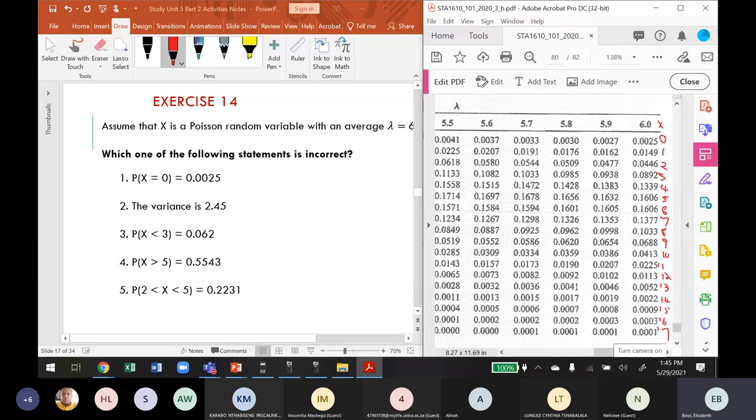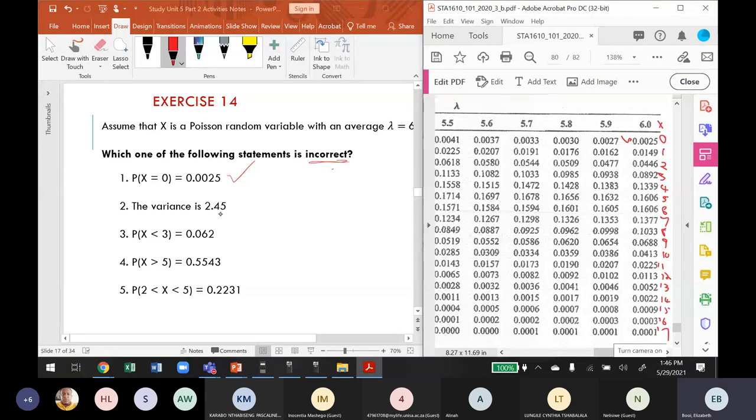Okay, so the first one, we need to find the probability that X is equal to 0. Is it correct? Yes, it's correct. We're looking for the incorrect answer. So that is correct because the probability that X is 0 is 0.0025.